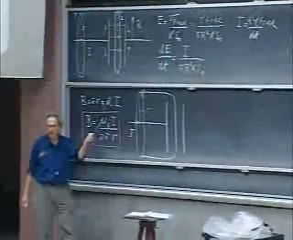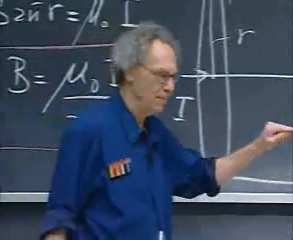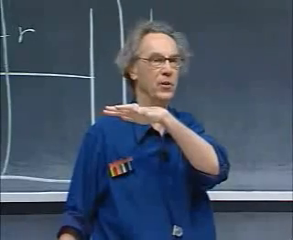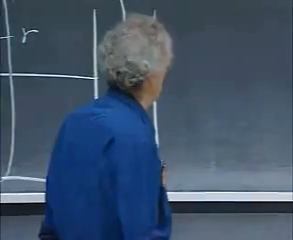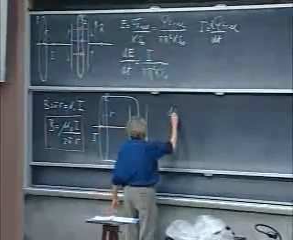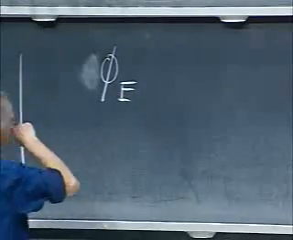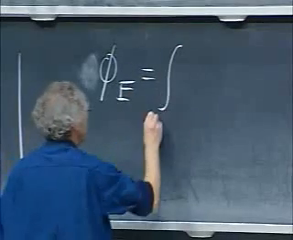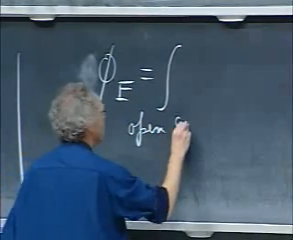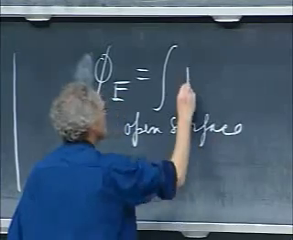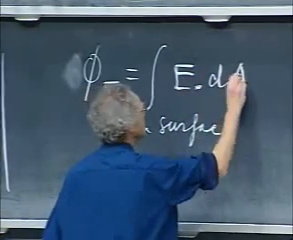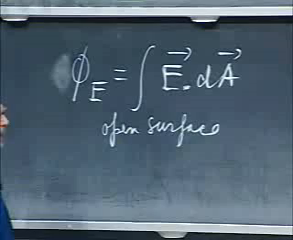And Maxwell reasoned, gee, Faraday's law tells me that a changing magnetic flux gives rise to an electric field. So he says maybe a changing electric flux gives rise to a magnetic field. And I want to remind you what an electric flux is. Phi of E is the integral, in this case over an open surface, of E dot dA. That is an electric flux.